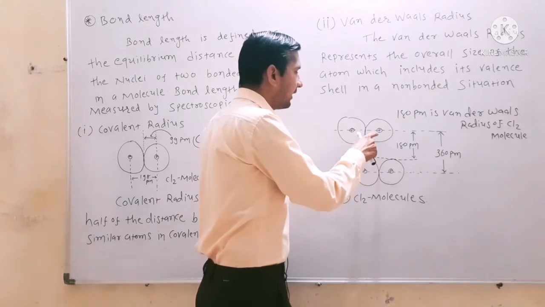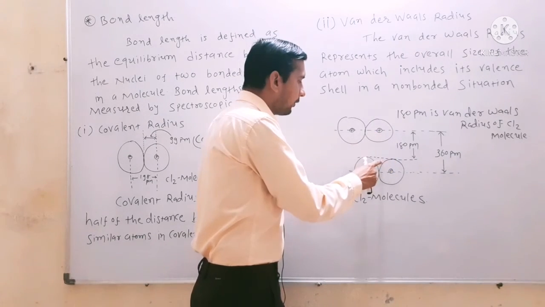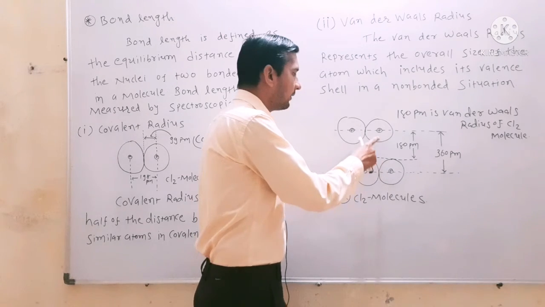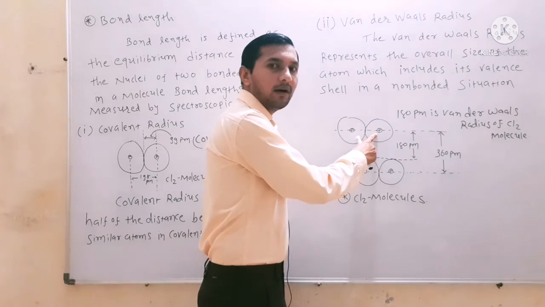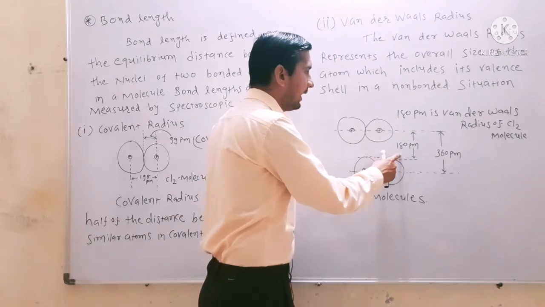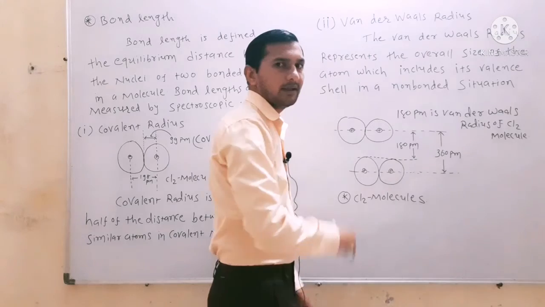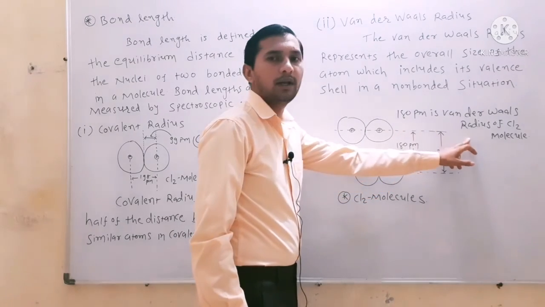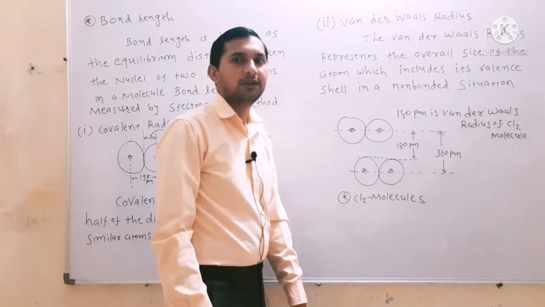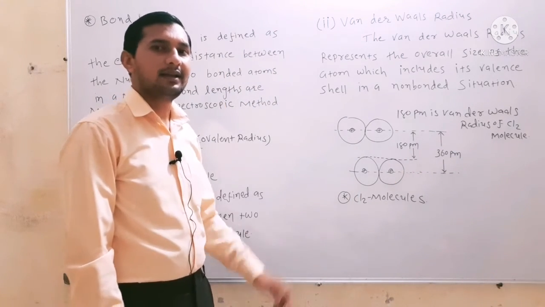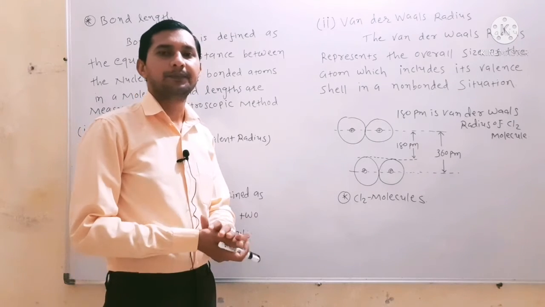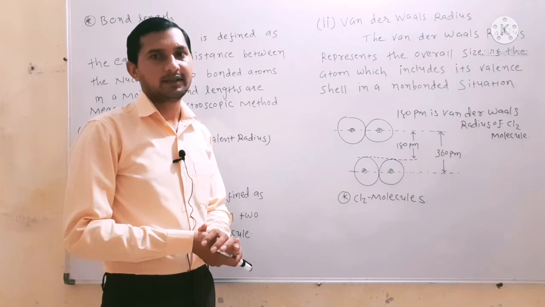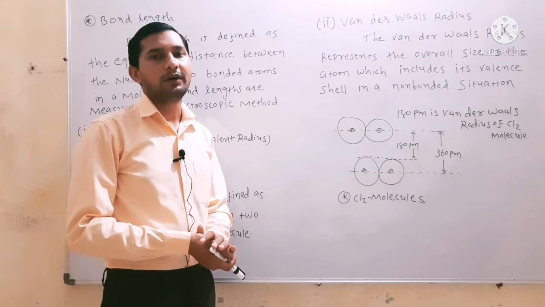That means the distance from the core electron of one molecule to the nucleus of another molecule is known as van der Waals radius. So the van der Waals radius here is 180 pm for the chlorine molecules. So this is about van der Waals radius, and this also indicates the strength of the molecules, or bond strength. So this is about bond length.